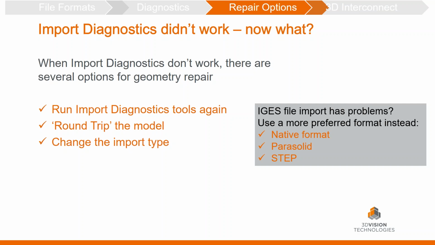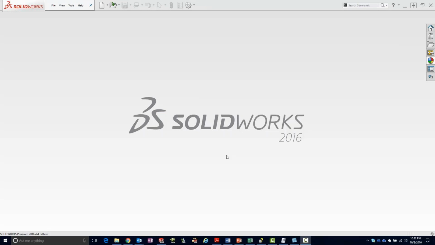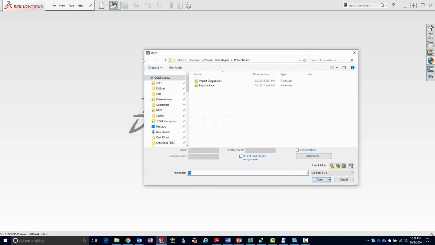Change the import style. If you've got an IGES file and you're having real problems with it, try and go back and get the native format or one of the preferred top two formats, either Parasolid or STEP, and see if you get better results with that. And then lastly is just plain old, good old hard work, where we recreate the problem surfaces in this case. So let's take a look at that in SOLIDWORKS and show you what that looks like.